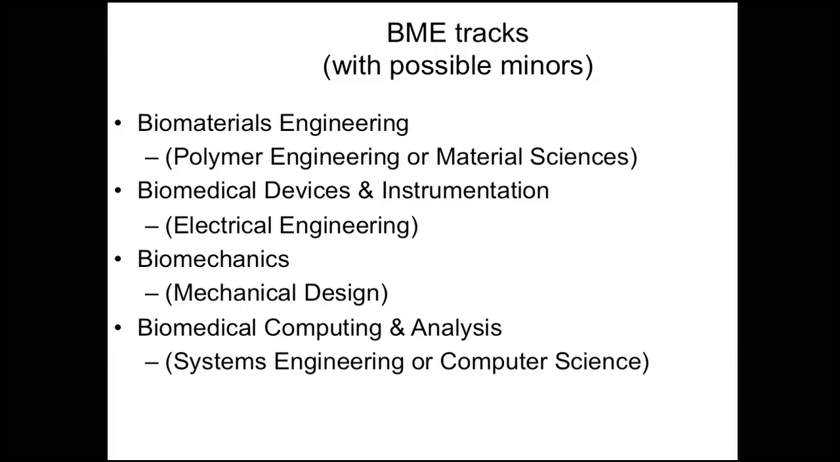The biomedical devices and instrumentation track has a more electrical orientation, and obviously it can lead to a minor in electrical engineering. With respect to biomechanics, it has a mechanical emphasis and leads to a minor in mechanical design. With respect to the biomedical computing and analysis track, there are 2 aspects. One is the systems engineering and the other one is a computer science minor, and they both emphasize software rather than hardware. But regardless of which track students will take, there'll be a number of biomedical engineering courses that will be common to all of them. Typically, in the specific tracks, there are 8 courses that are particular.